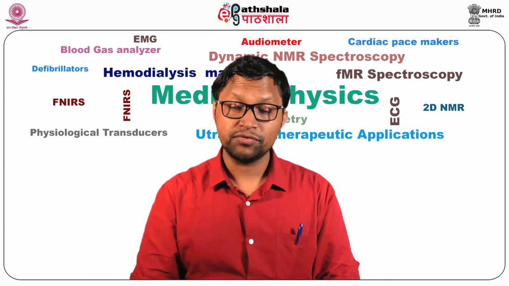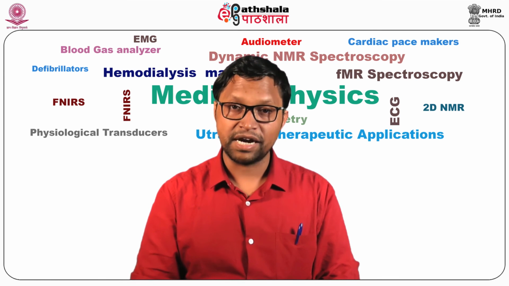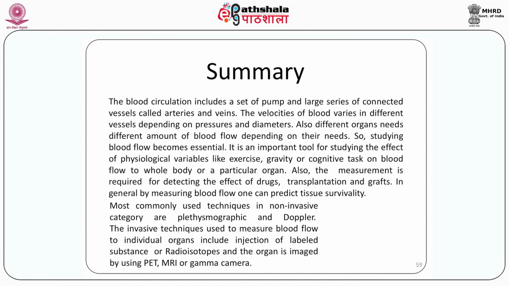Now we have come towards the end of the discussion in the module. So I would like to summarize this whole module. The blood circulation includes the heart and a large series of connected vessels called arteries and veins. The velocity of blood varies in different vessels depending on pressures and diameters. Also, different organs need different amounts of blood flow depending on their needs. So, studying blood flow becomes essential.